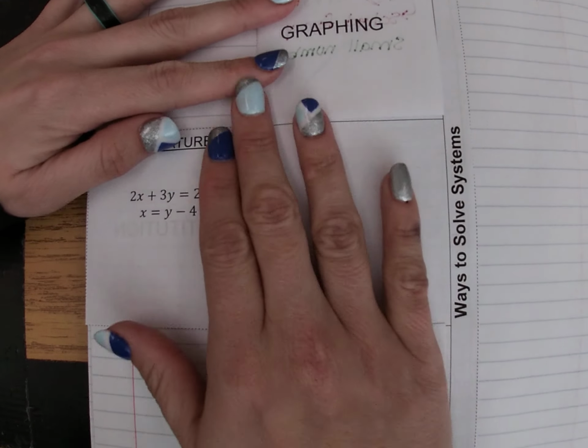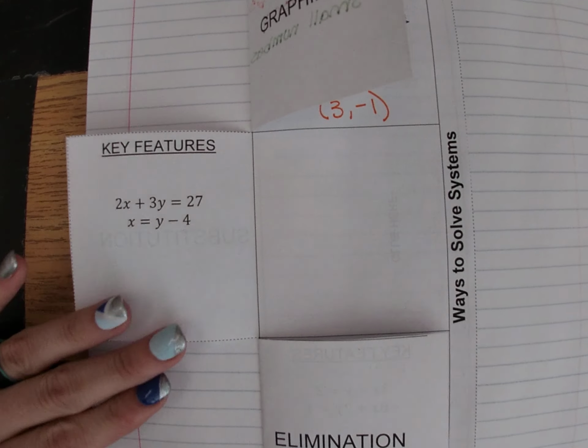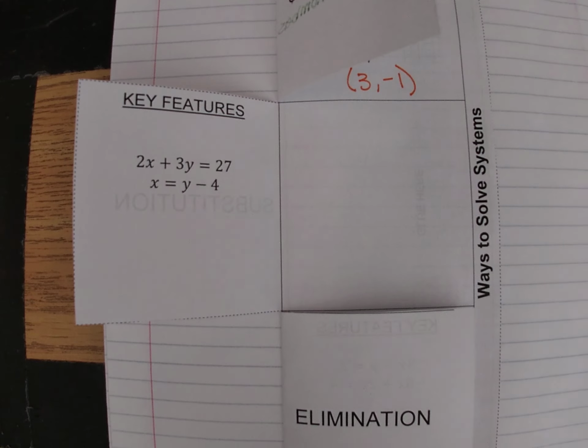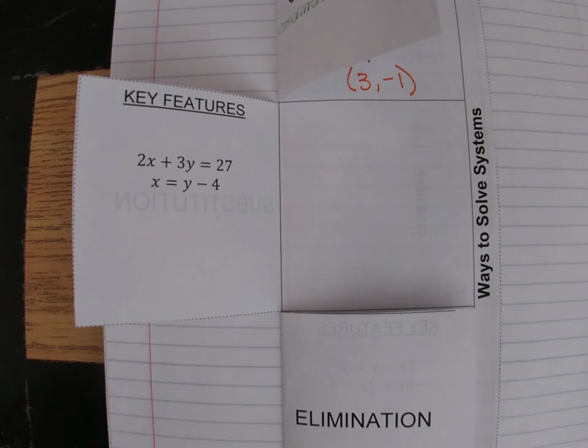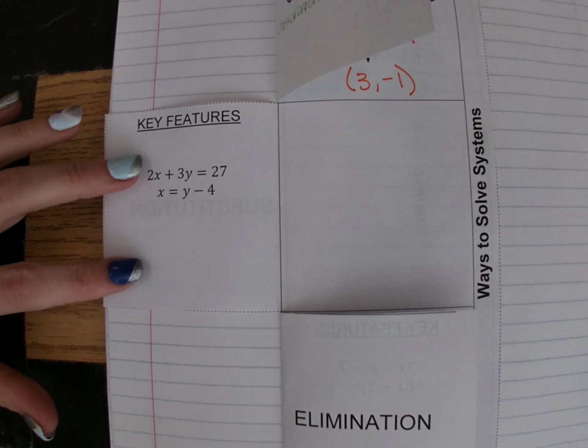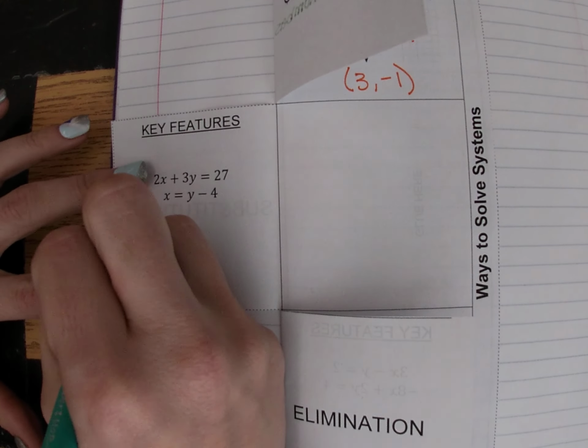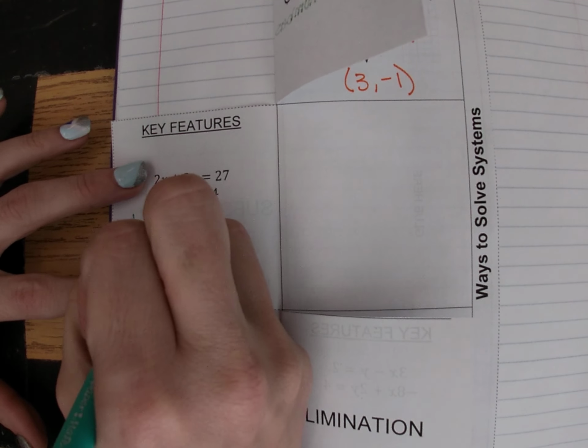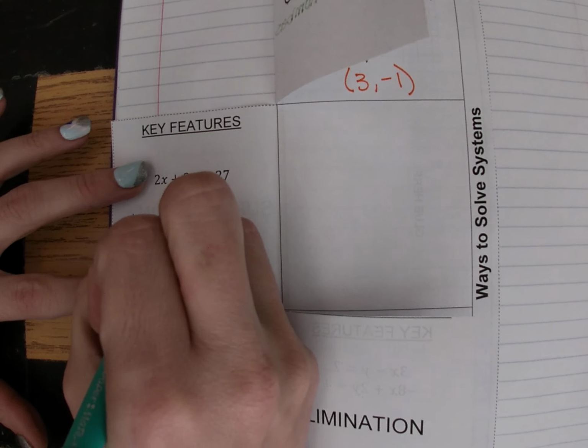Now, for substitution, we might have some different key features that we're looking for. Again, I'm picking out one that I would tend to solve by substitution, and then I'm going to look for some key features that I would probably notice. One way I tend to recognize that I'm solving by substitution is that I have one equation that's solved for either x or y.